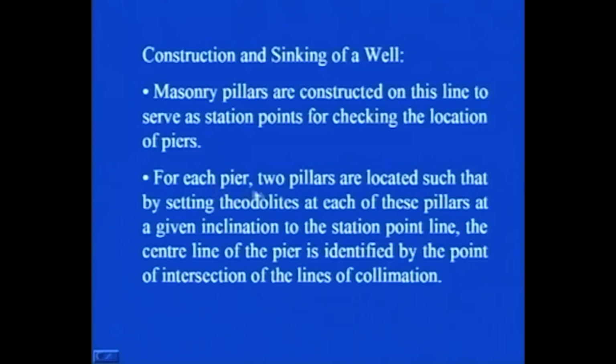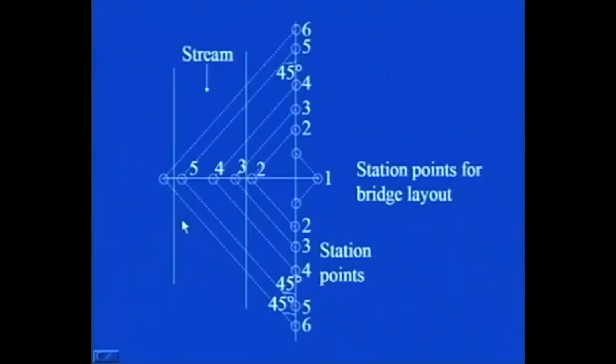So for each bridge pier, 2 piers are located such that by setting theodolites at each of these pillars at a given inclination to the station point line, the center line of the pier is identified by the point of intersection of the lines of collimation. This statement will be more clear if you look at this particular figure.